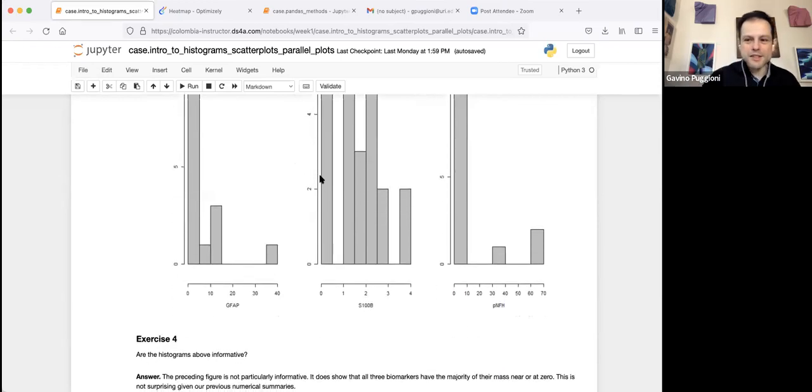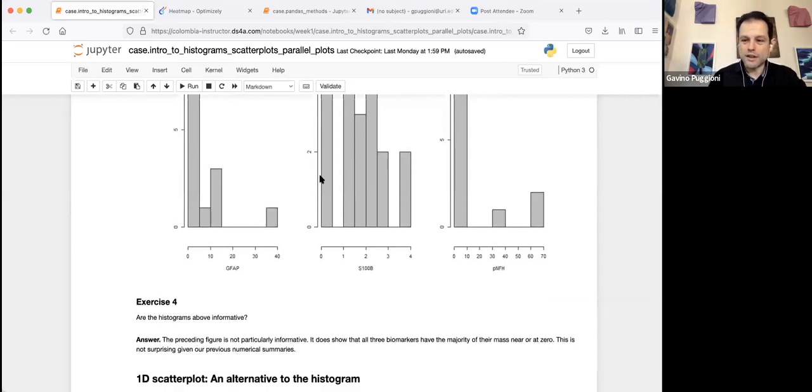So, as you suspected, the histogram, although interesting to look at, does not tell us much, except that all 3 biomarkers have a big spike at 0 or very close to 0. This is not surprising because we already knew that by just looking at the table and the first quartiles and the median, that for at least one of the markers it was equal to 0. So, you know, we knew this.